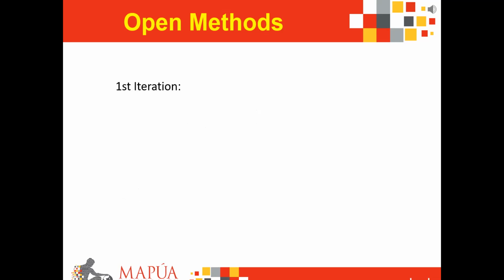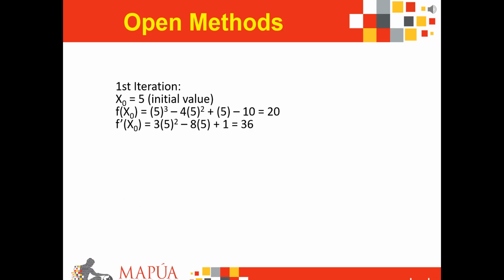We then start off the iterative process after verifying the convergence test and using the initial value x0, which in this case is 5. Substituting that to your function gives us a solution like this with a value of 20. Substituting that again to your first derivative gives us this solution, giving us a value of 36. We could then solve now for your root value x1 using your Newton's method formula, with this solution having a value of 4.4444.